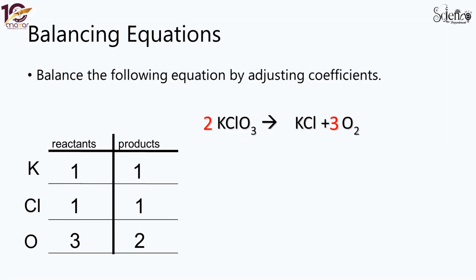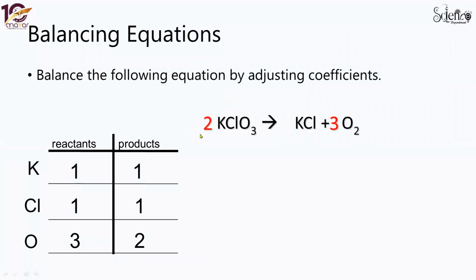Now look at the numbers that we have, 2 and 3. There is no way to make 2 and 3 equal numbers unless I do cross multiplication. I multiplied 2 by 3 and 3 by 2 to find the common factor between them, which is 6. Whenever you have totally different numbers, just switch them. Multiply the 3 by 2 and the 2 by 3. So in products, I have 2 oxygen, so I'm going to multiply it by 3. And in reactants, I have 3 oxygen, so I'm going to multiply it by 2.